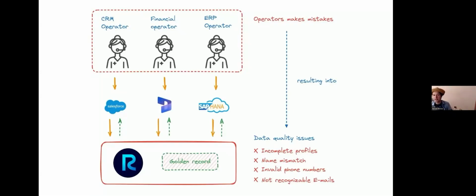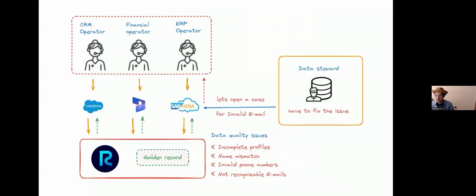Some of the mistakes are tiny, the others are going to be huge. And those mistakes usually result in some data quality issues. They can range from incomplete profiles of the customers or related objects, name mismatch, invalid phone numbers, or email addresses that look valid but are not recognizable as valid. So when we face this operation on a daily basis, what is the practical solution?